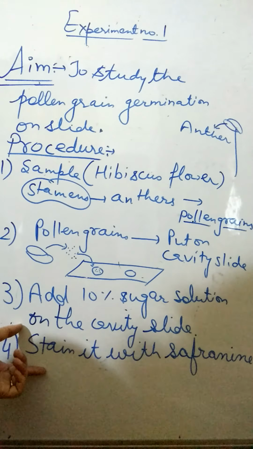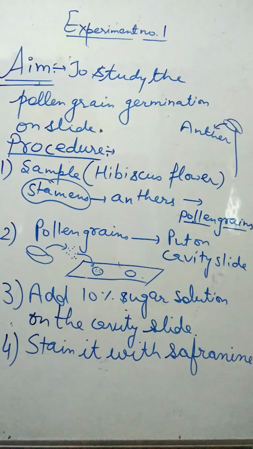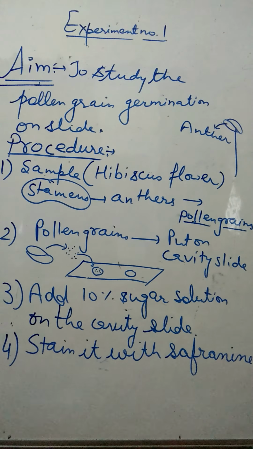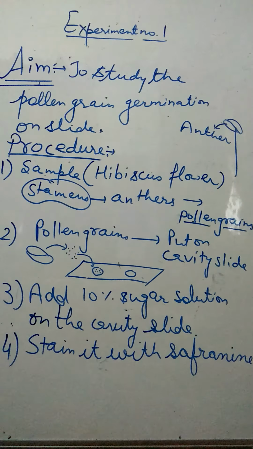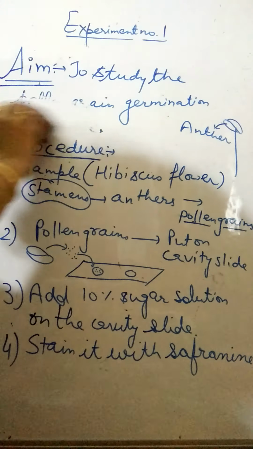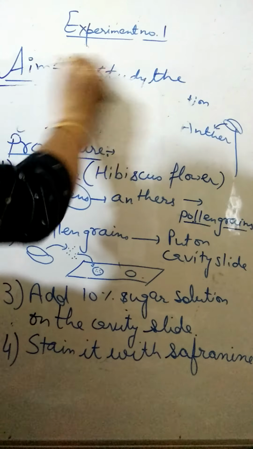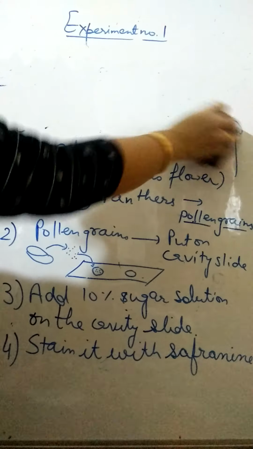Then the next step, after adding the sugar solution, is that we stain it with safranin stain so that we can highlight the pollen grains on the slide. And then we have to put a cover slip on it. After putting the cover slip, we observe it under low magnification under a compound microscope. There you can see the pollen tube formation. Now how will it look? Let us see.